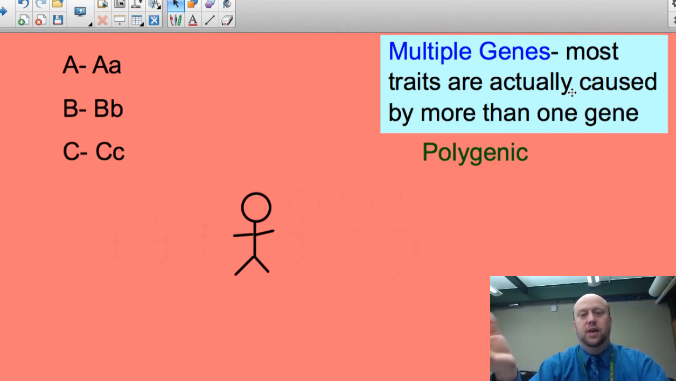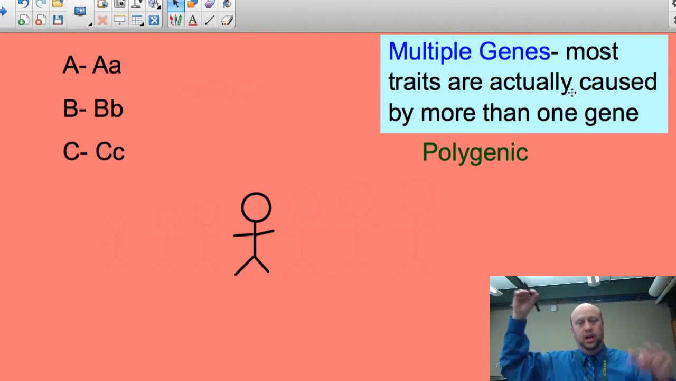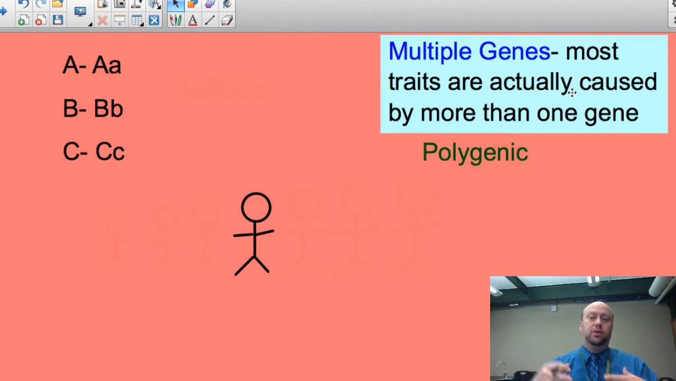A really good example of that would be something like height. Height is obviously not like you just have tall people and short people, and all tall people are the same height, and all short people are the same height. There are cases where you can have two relatively short parents that have really tall children, or really tall parents that have really short children. And that shouldn't be the case according to Mendel's normal dominant-recessive independent assortment, where one gene codes for one trait. What actually happens instead is that we have multiple genes coding for a trait. Okay, and that's pretty important.